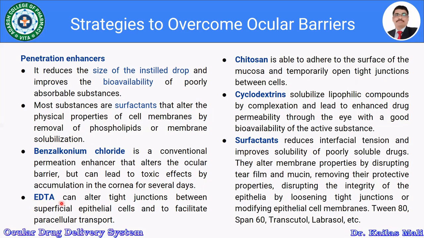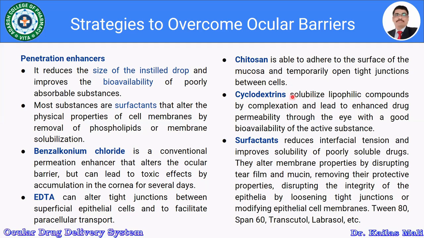Then EDTA is also going to act as a penetration enhancer. It is going to alter the tight junctions between the superficial epithelial cells, and it is going to facilitate paracellular transport. Then the chitosan has the ability to adhere to the surface of the mucosa and temporarily open the tight junctions between the cells, and thereby improves the permeability of the drug through the cornea.